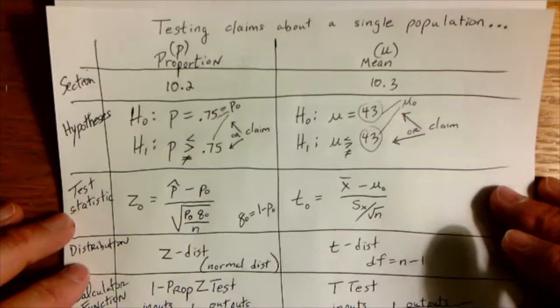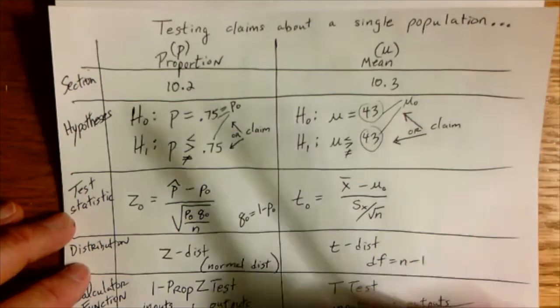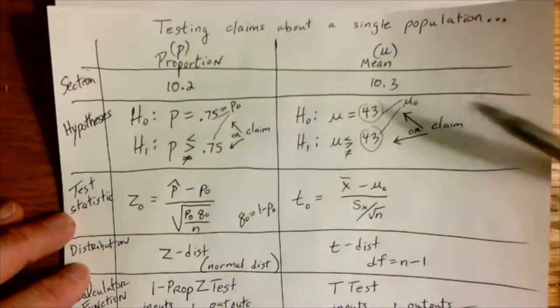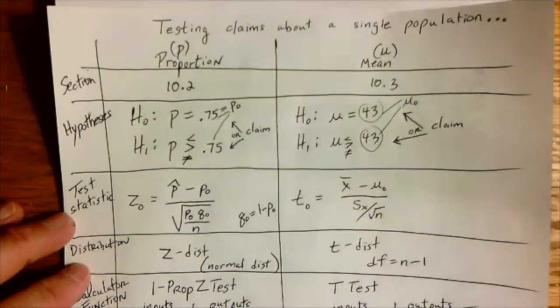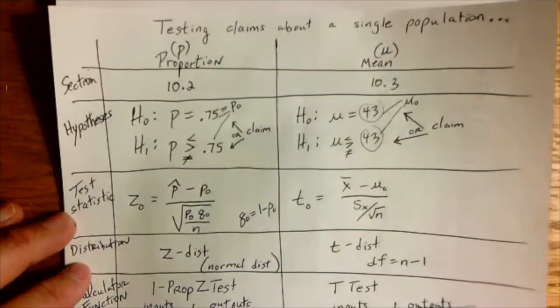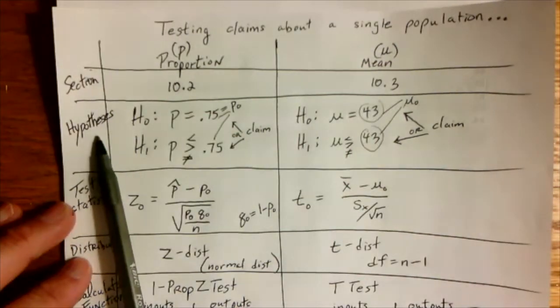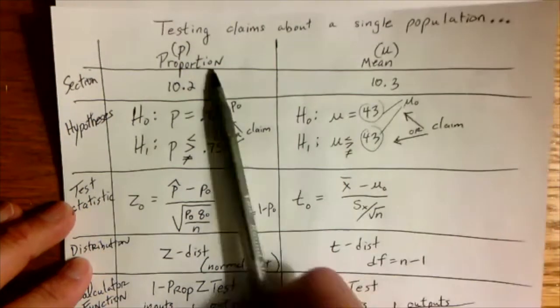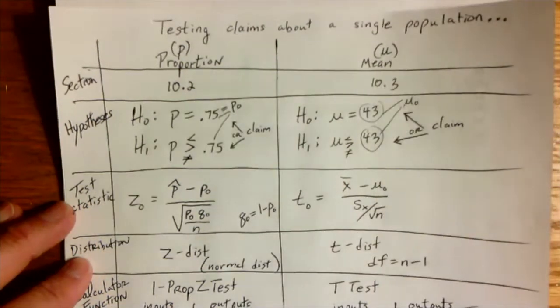reasoning. So here's the difference between the two sections, and the procedures are very different yet very similar for both. So we have the textbook sections. These are the two hypotheses. This is for a single population proportion or a single population mean.